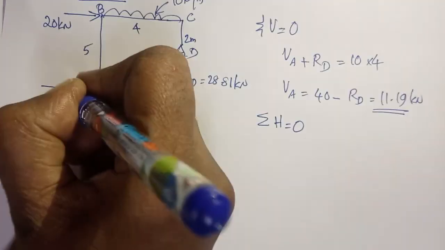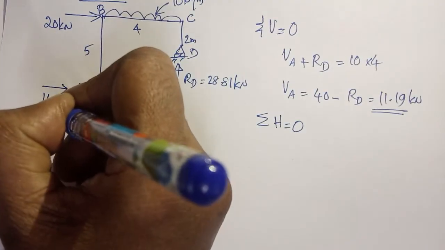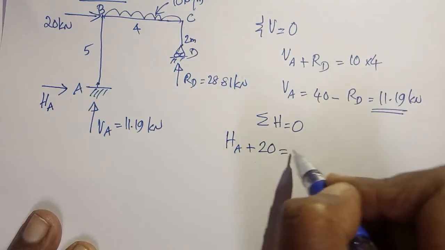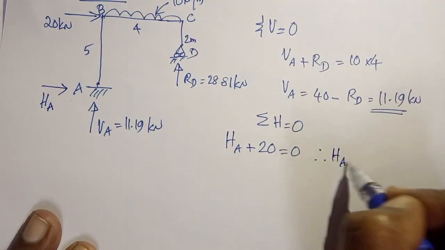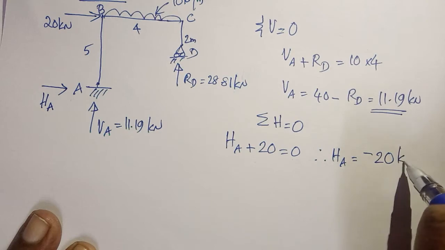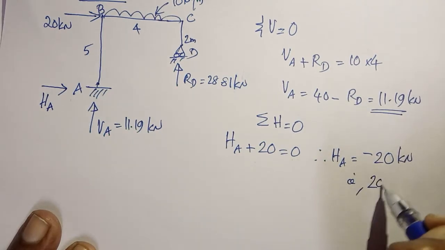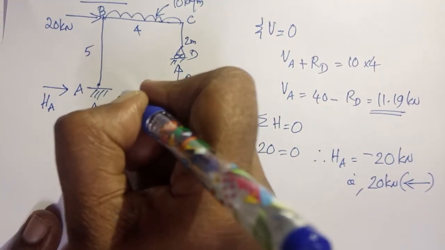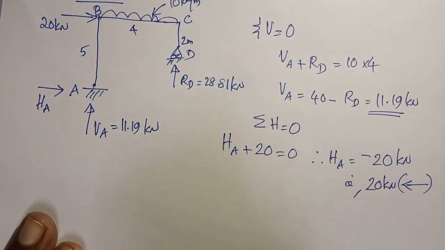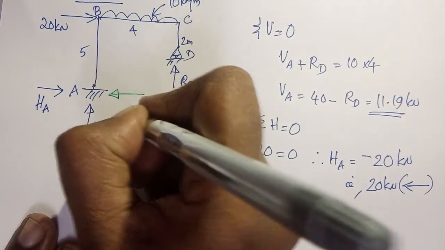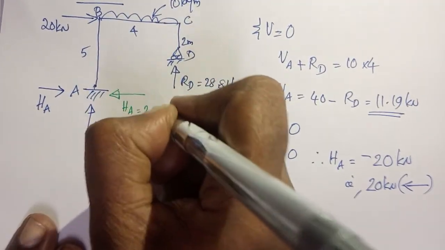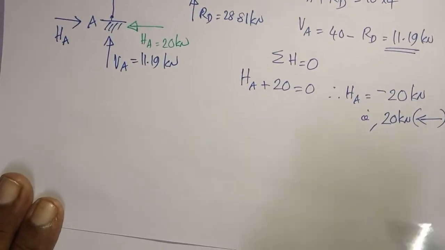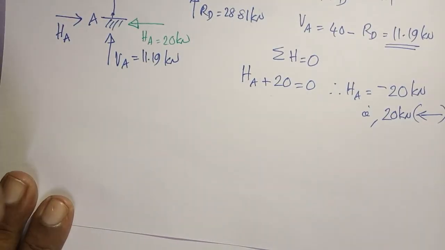Next, sigma H is equal to 0. So there's a horizontal reaction. Let us assume the horizontal reaction at support A is towards right. So HA plus 20 is equal to 0. Therefore, we get HA is equal to minus 20. That is 20 kilonewton in this direction. So the actual reaction at this support is 20 kilonewton.